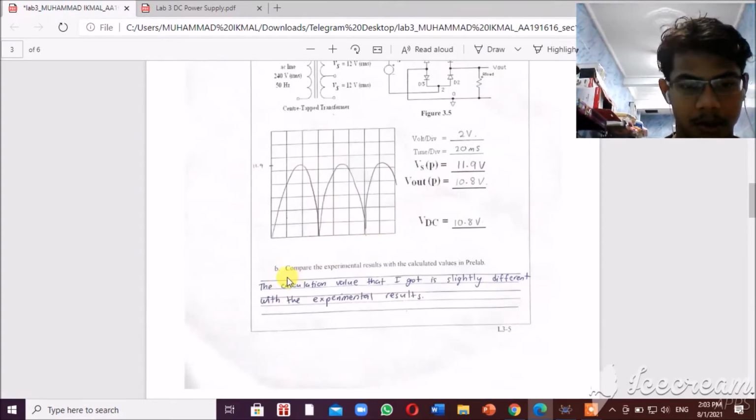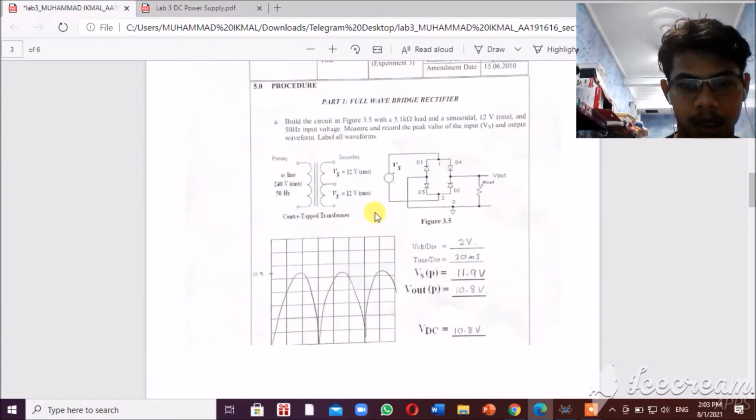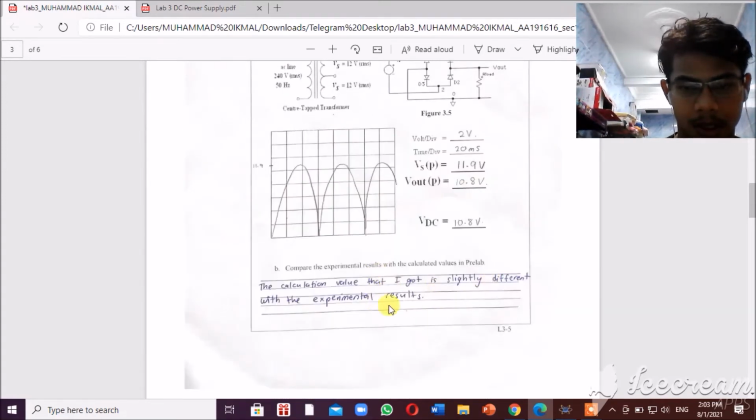So my question B is to compare the experiment result with the calculated value. My calculation is slightly different from the experiment result.